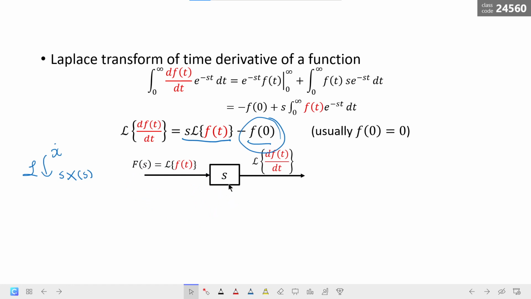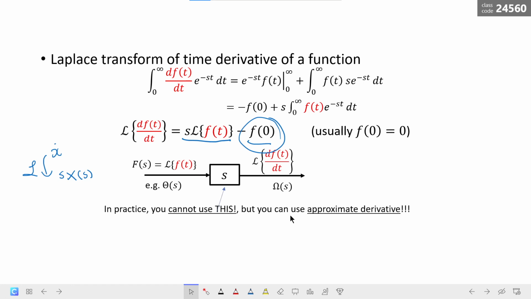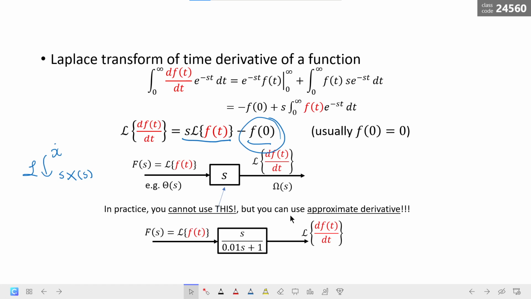So here is a representation by block diagram. If you have a Laplace transform of a function and then you have a block s like this, then the output is the derivative of that function. But in practice, this is not done. In practice, you do the differentiation. If you want to use a transfer function in, for example, MATLAB Simulink, you cannot just use it like that. You need to use an approximate derivative. Yeah. So this is just a practical point of view for derivative. So I don't want to explain it too much.